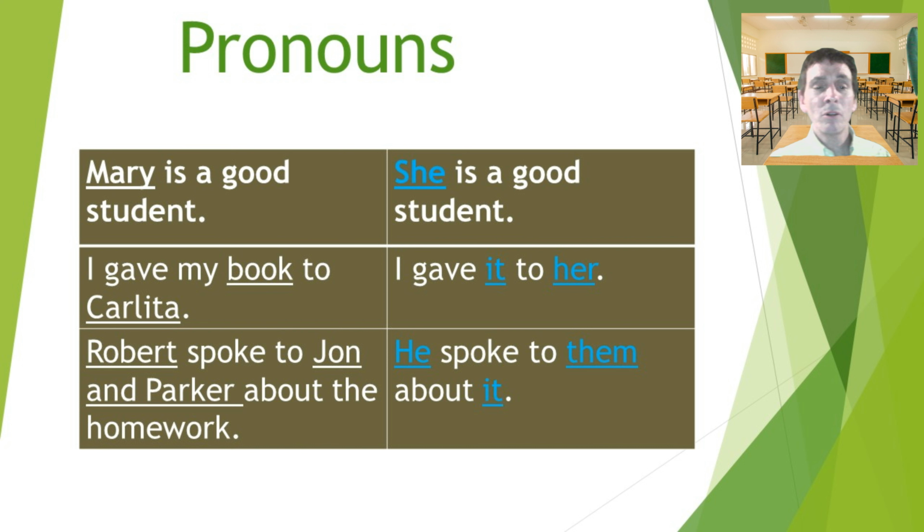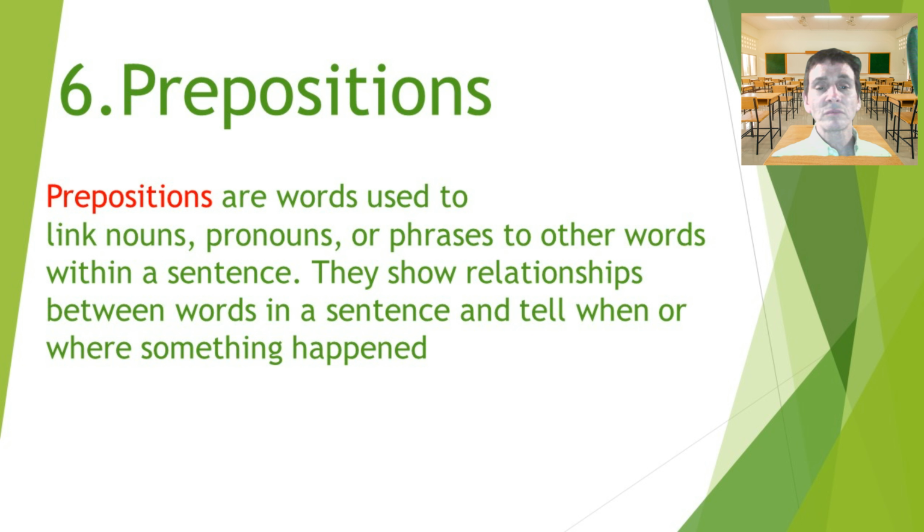In the last example, Robert spoke to John and Parker about the homework. So we can say Robert, or we can say he. We can say John and Parker, or we can say them. And then we can say homework or the homework, or we can say it. So in each of these examples, we are seeing a certain type of pronoun taking the place of a noun. And again, there are many different things to know about this, and in a future video, I will be discussing these different types of pronouns.